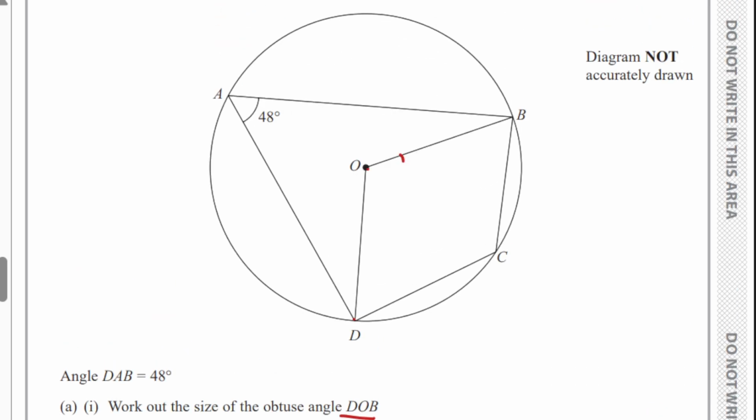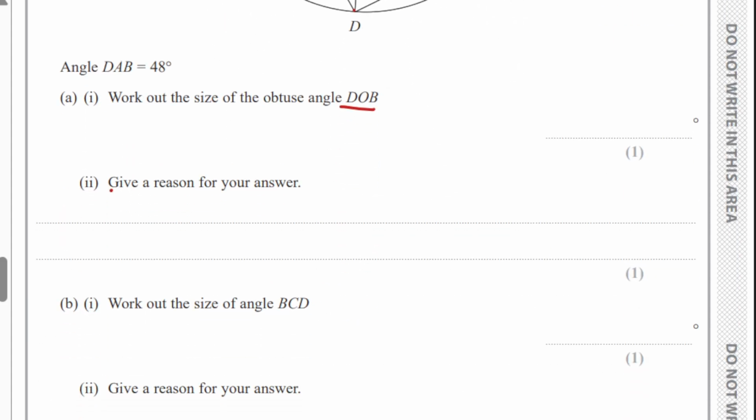DOB is this angle. This is a central angle. It's a double of this, so it's 96. It's 48 times 2. It's 96. Finished. They told you to give a reason. You will say because of the central angle theorem.